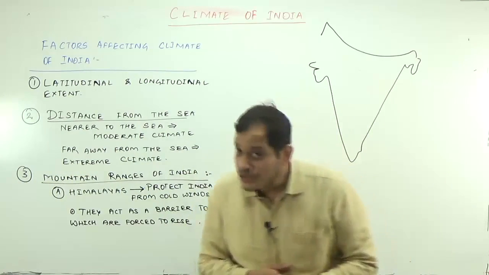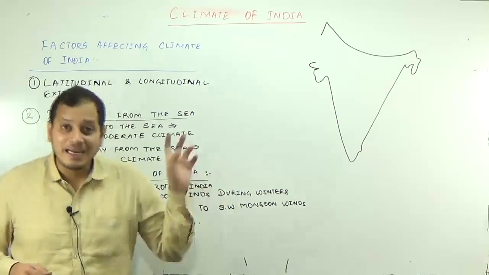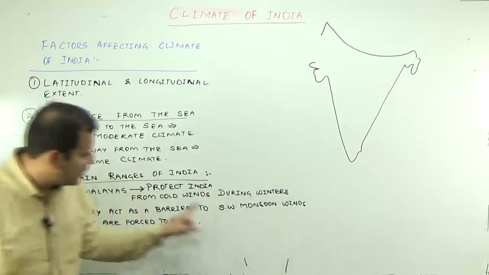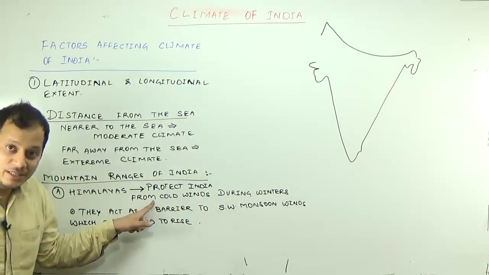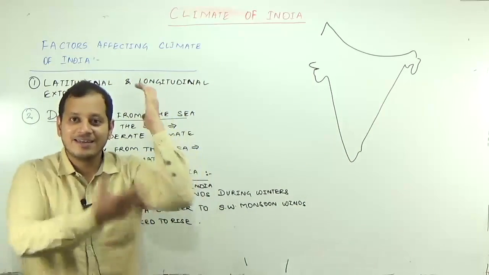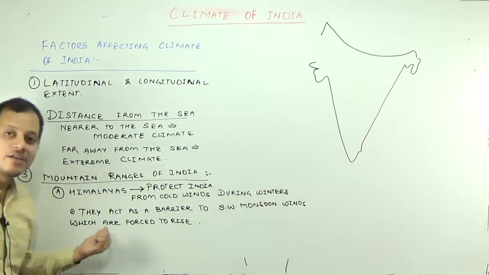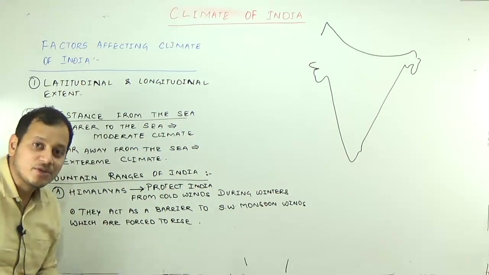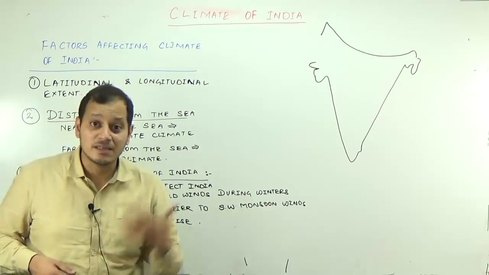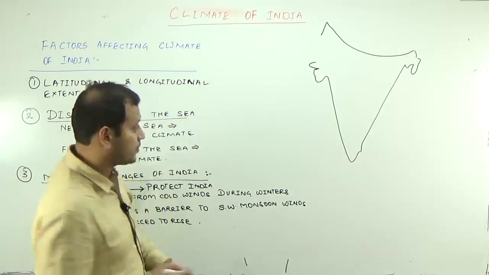So had the Himalayas not been there, again I am repeating it, you can note it down. Had the Himalayas not been there, India would have been a cold desert during the winter season. Why? Because these winds would have crossed India and it would have been a very cold desert. And it would have been a hot desert during the summer season because the winds would not have risen over India.